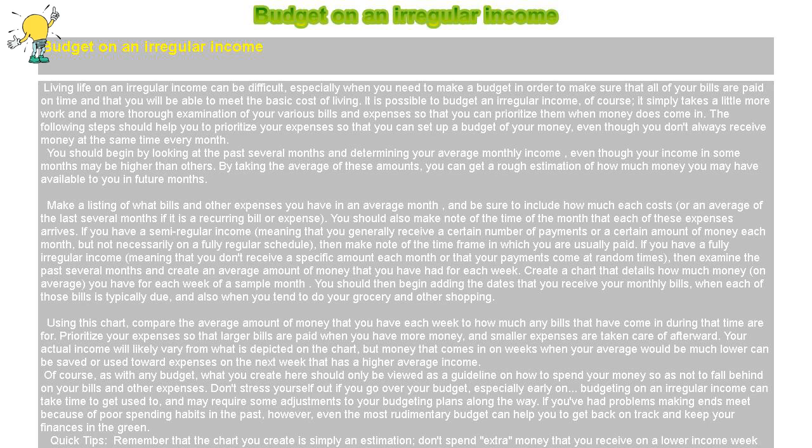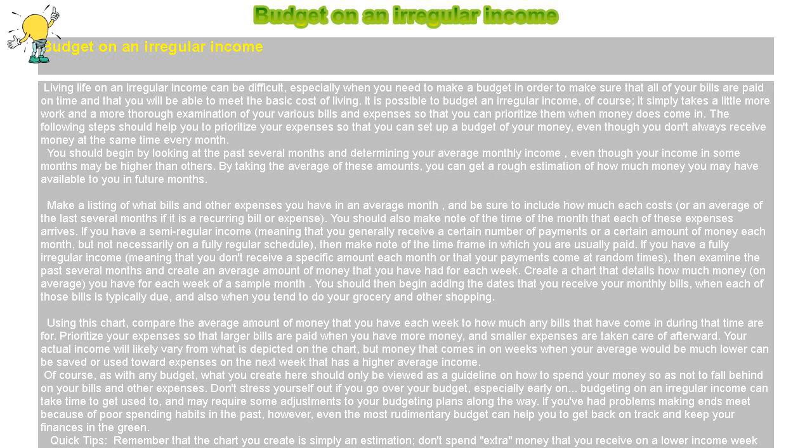Make a listing of what bills and other expenses you have in an average month, and be sure to include how much each costs, or an average of the last several months if it is a recurring bill or expense. You should also make note of the time of the month that each of these expenses arrives.